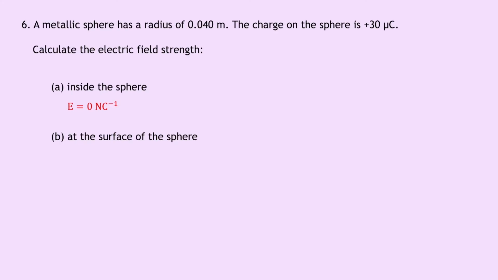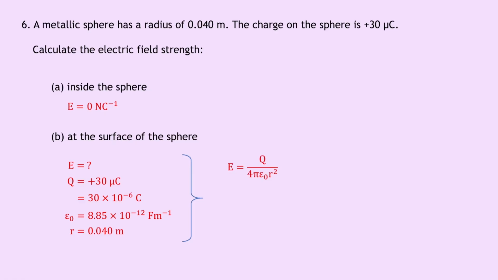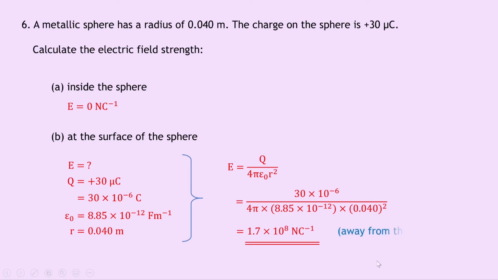And at the surface of the sphere, where the electric field strength will be a maximum, we're trying to find E. We know that Q is plus 30 microcoulombs, which is the same as 30 times 10 to the minus 6 coulombs. We know that epsilon naught is 8.85 times 10 to the minus 12 farads per metre, and the distance r is 0.04 metres at the radius. So writing down our equation, we have E equals Q over 4 pi epsilon naught r squared. Substituting in the numbers gives us 30 times 10 to the minus 6 divided by 4 pi times 8.85 times 10 to the minus 12 times 0.04 squared. Putting that into your calculator should give you an answer of 1.7 times 10 to the 8 newtons per coulomb. And the direction of this will be away from the sphere.